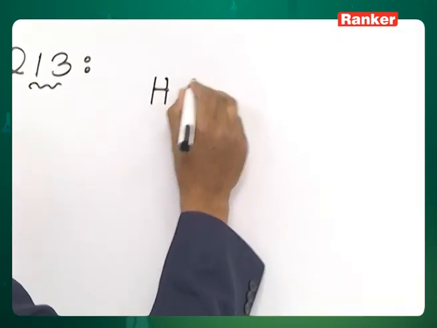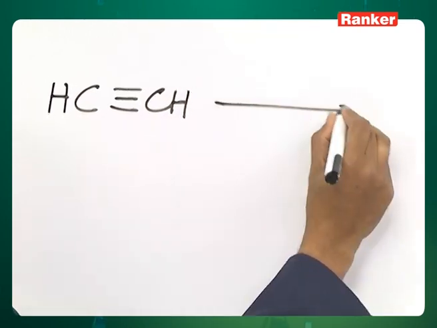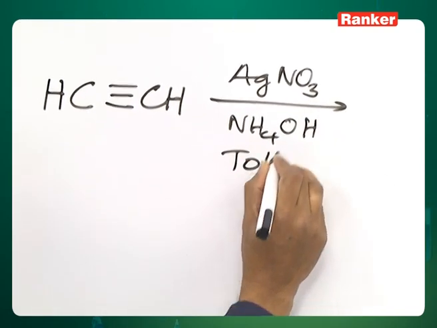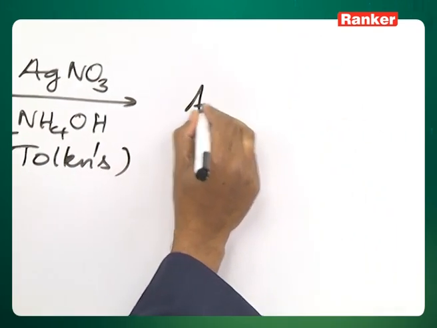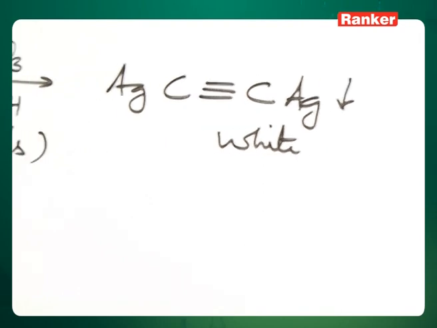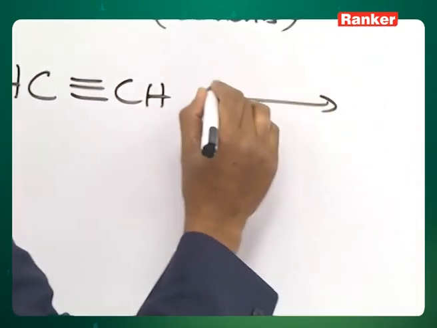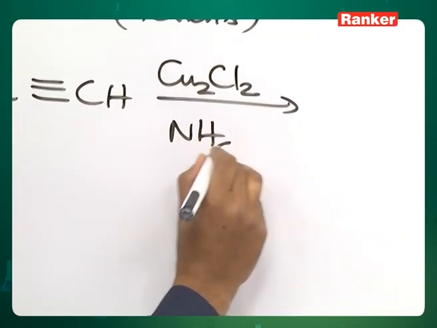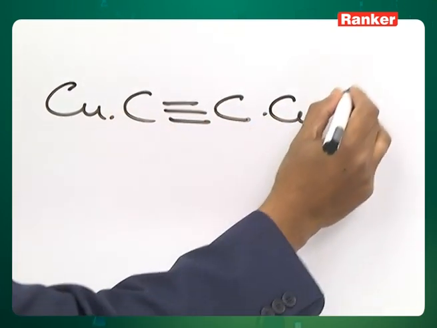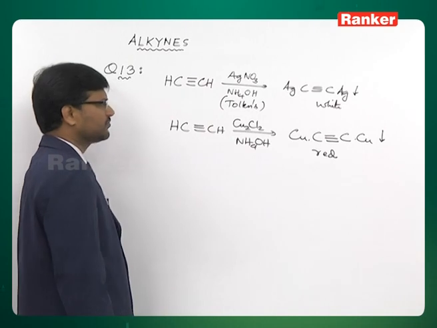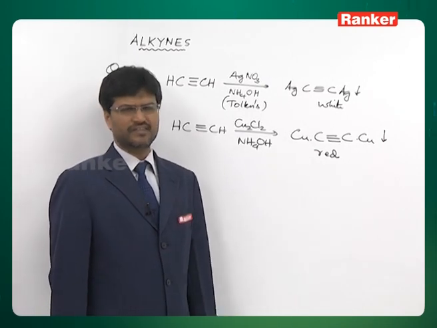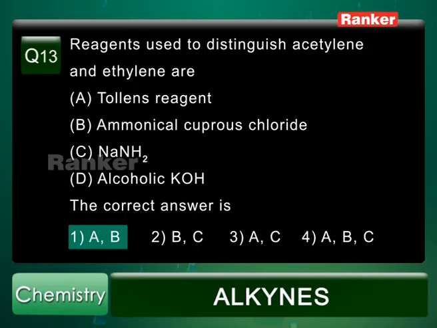Look at the equation. Consider acetylene. This is Tollens reagent, ammonical silver nitrate, and you get silver acetylide, which appears as a white precipitate. Similarly, acetylene reacts with ammonical cuprous chloride, and you get a red precipitate due to cuprous acetylide. These two reactions are not given by alkenes. So you can distinguish between acetylene and ethene by these two tests. So the correct answer is the first option AB.